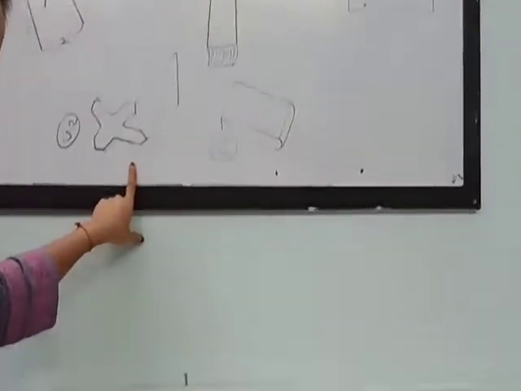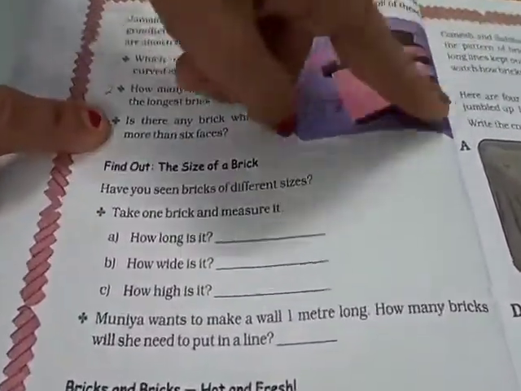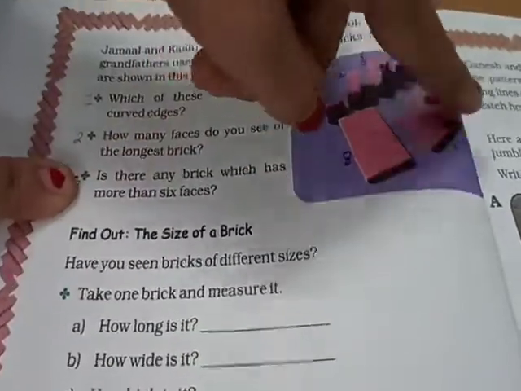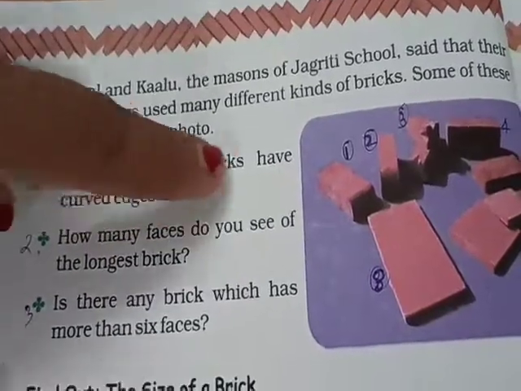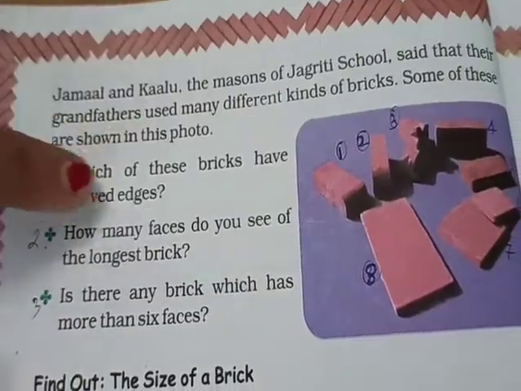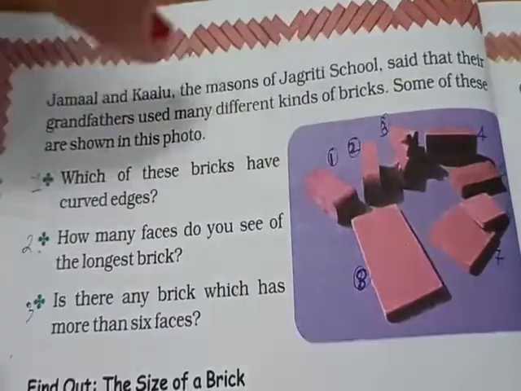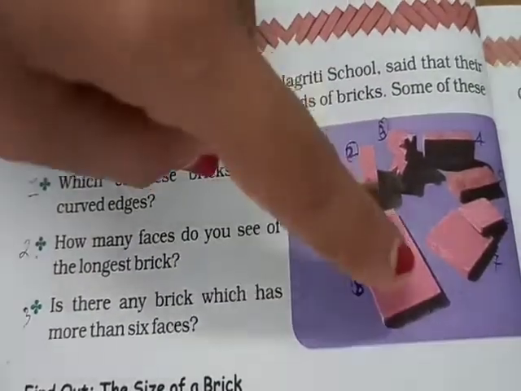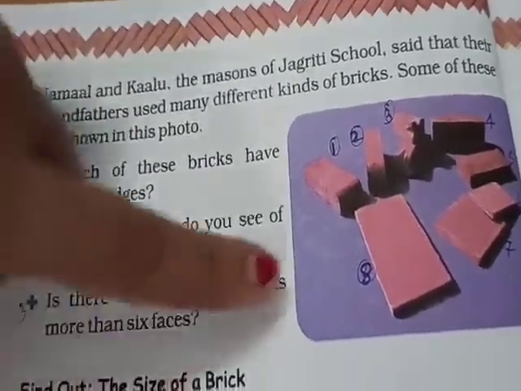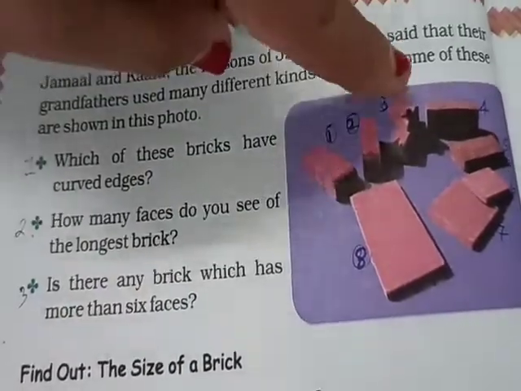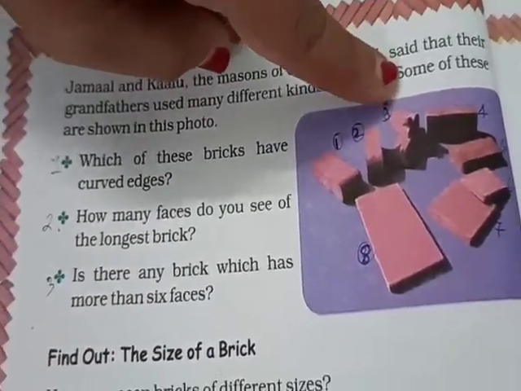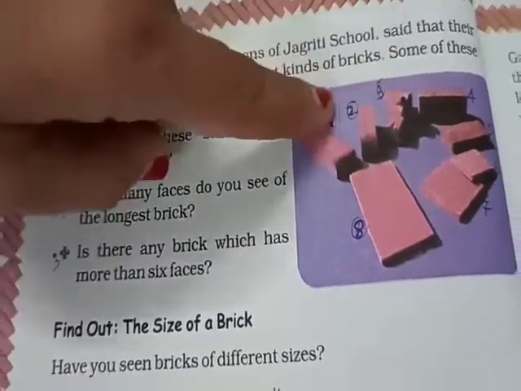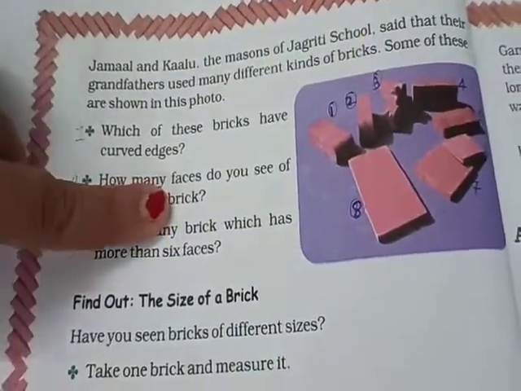So here you will write. So what you have to do? Draw this in your book. Give a number to each brick. And then in the answer, write down the number of the brick. Like here, which of these bricks have curved edges? So 1 and 2 have curved edges. Second, how many faces do you see in the longest brick? So write down the longest brick is number 8 and it has 2 faces. Is there any brick which has more than 6 faces? Yes. Brick number 3 has more than 6 faces. Right? So draw this properly in your book and write this answer.